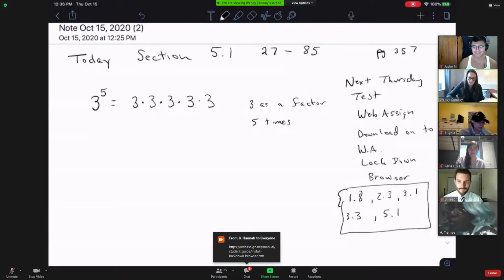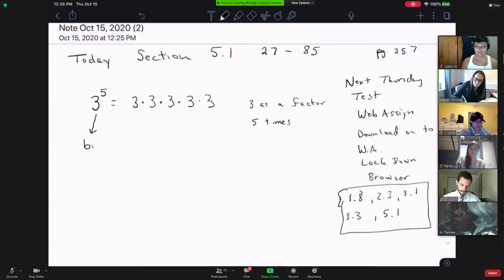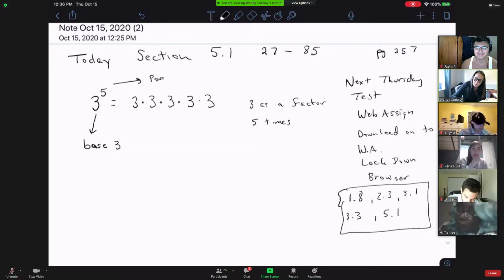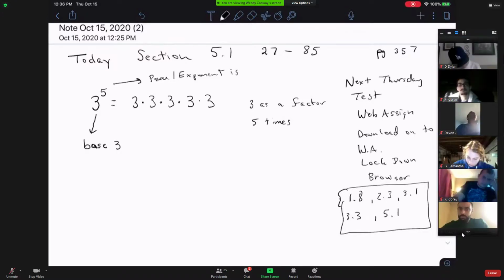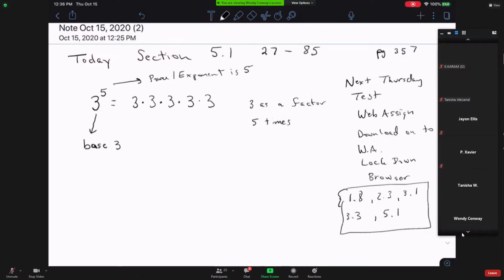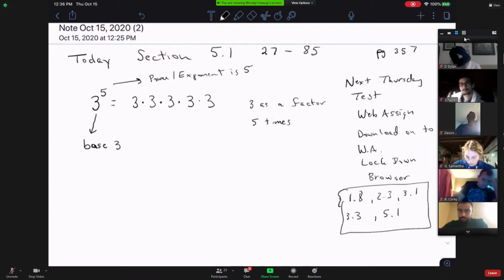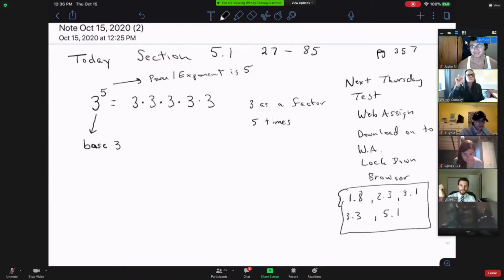All right? In this case, the base is the 3, and the power or the exponent is the 5. Base to a power. And I'll be teaching you all the words, saying the base, the base. We'll be saying the base. Okay?